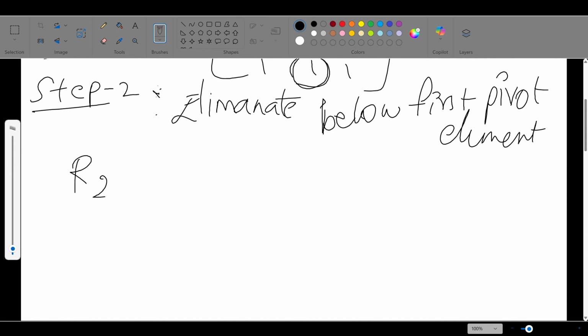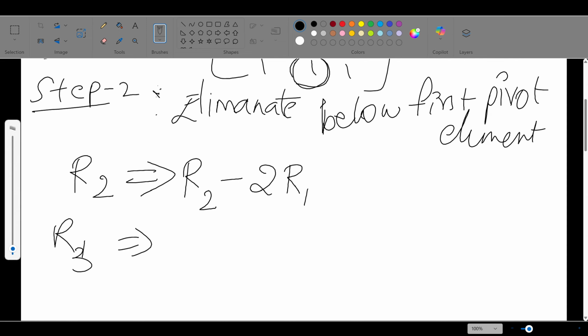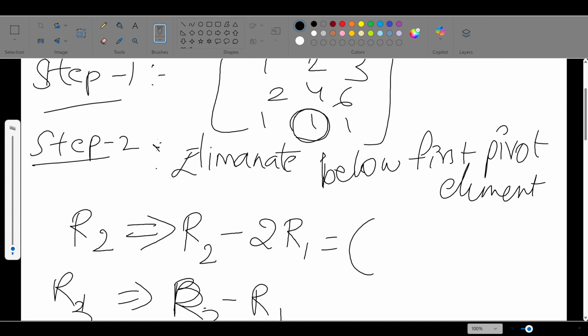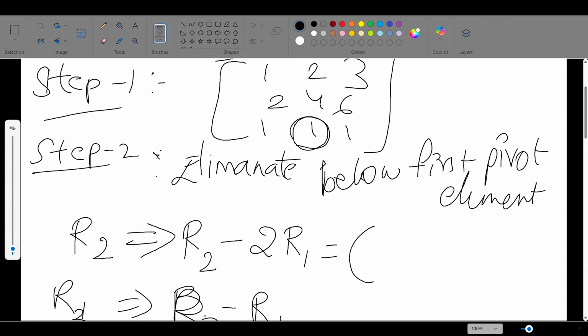Just remember this. R2 is nothing but R2 minus 2R1. R3 is nothing but R3 minus R1. So in our example, R2 is nothing but R2 minus 2R1. 2 minus 2 into 1.